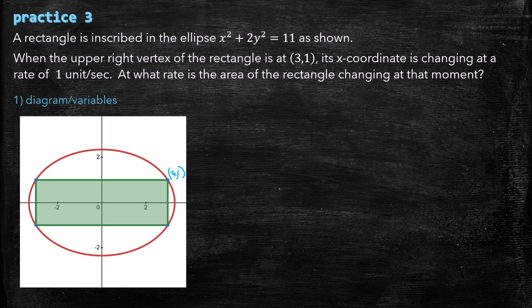Well, actually, we need to set up the variables. What we need to do is to think about what determines the area. Well, it's the width and length of the rectangle. And what important information do we have?